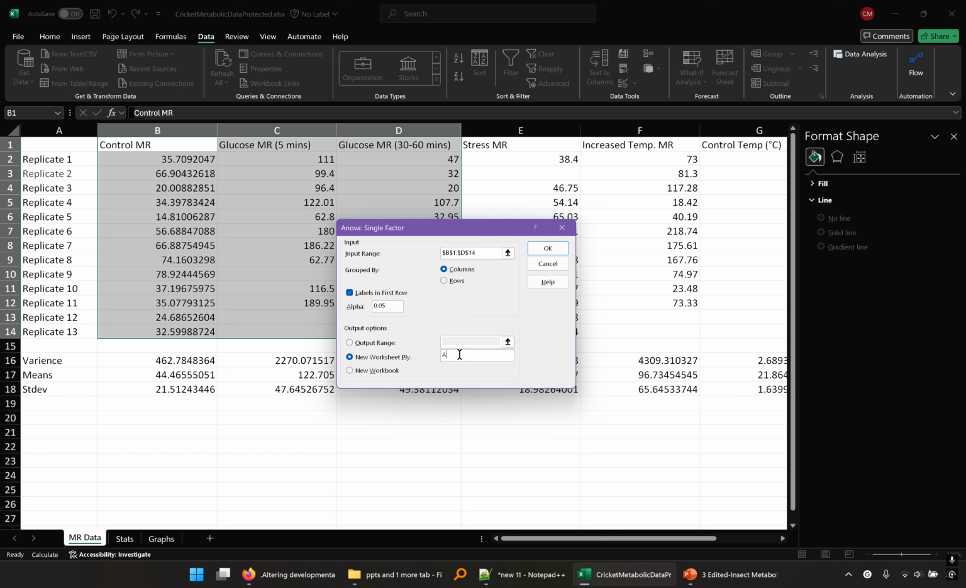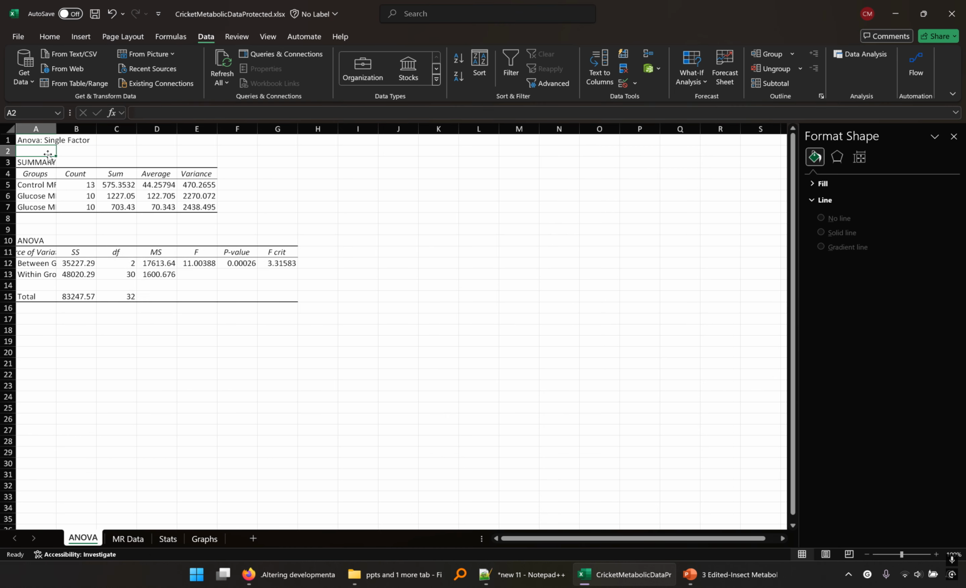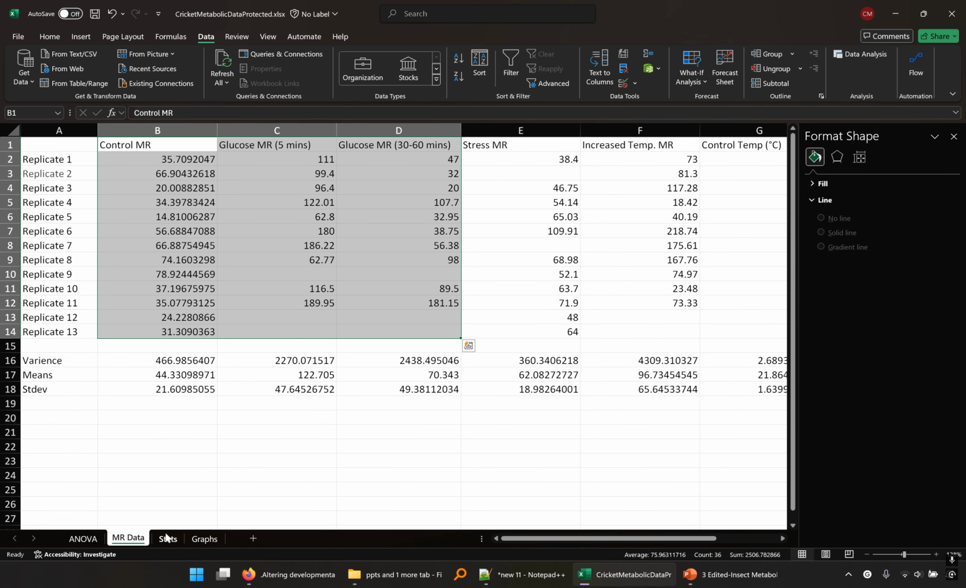I'm going to call it ANOVA, and you can see that this is the same single factor ANOVA that we saw before. The p-values are significantly different from each other. So that's what we're looking at.